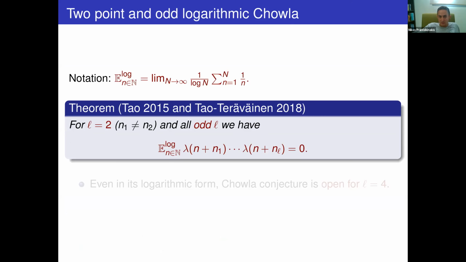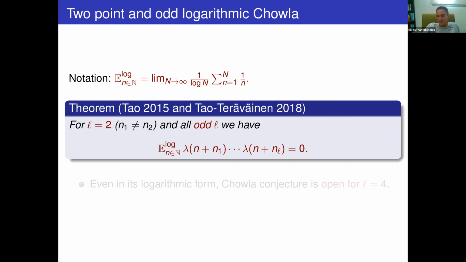So if you relax it to logarithmic average, that was a breakthrough of Tao in 2015, and later another interesting result of Tao and Teräväinen in 2018. So they verified the logarithmically averaged variant of the Chowla conjecture for L equal to 2. That was the result in 2015. And then for all odd values of L, this is the joint result with Teräväinen. Be careful though that if you verify this, let's say for 2021, it doesn't mean that you get it for 2020. It doesn't go like that. The even L's are the tough ones.